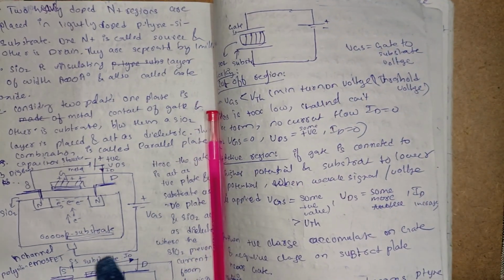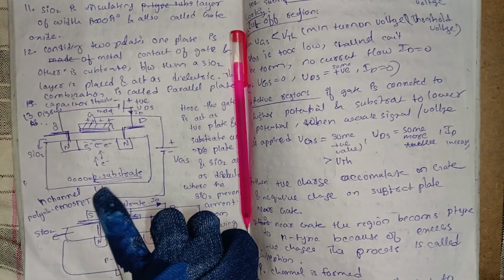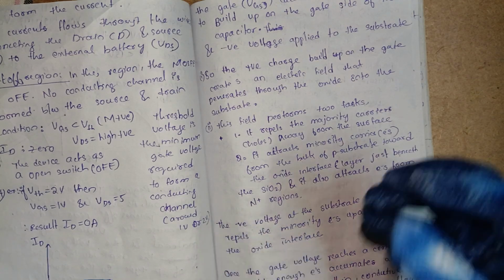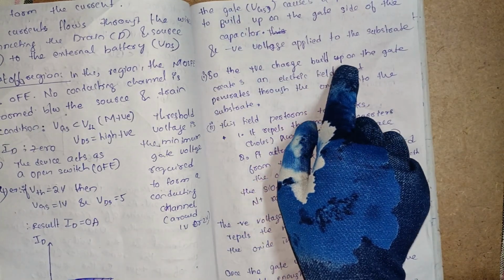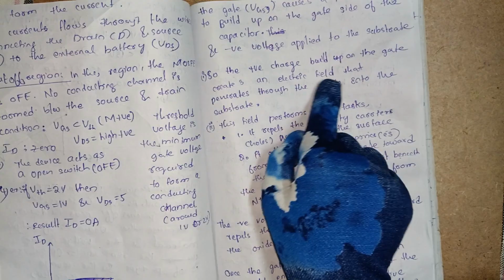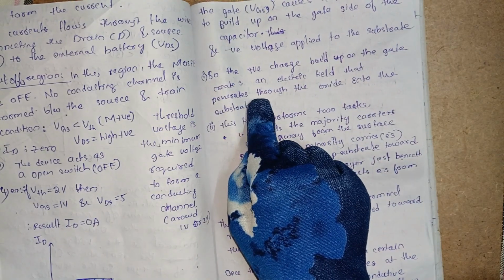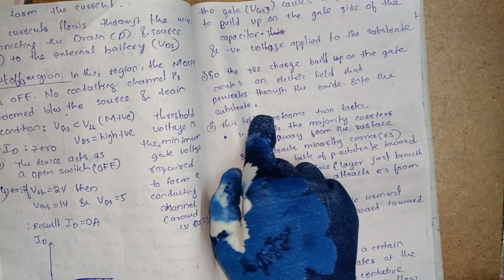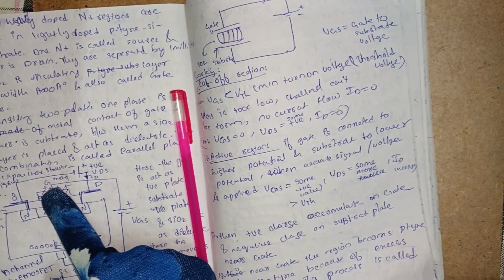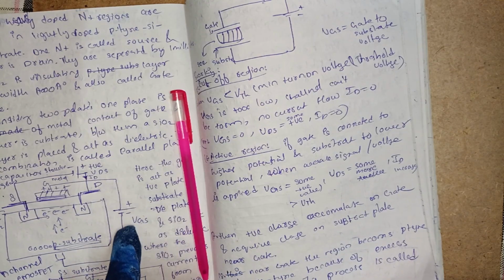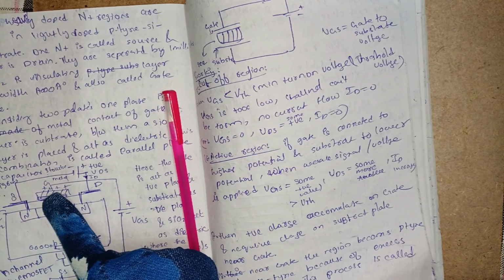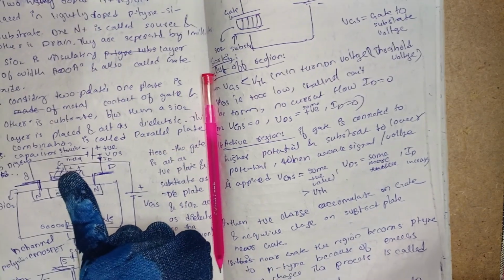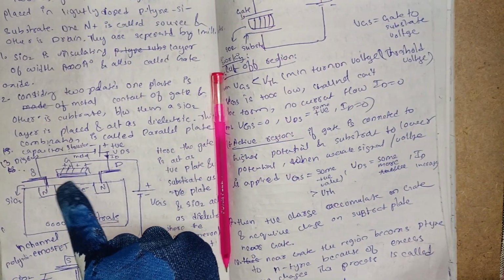The negative voltage is given to the substrate. So the positive charge built on the gate creates an electric field that penetrates through the oxide into the substrate. This voltage which we have applied as VGS is creating an electric field which penetrates into the silicon dioxide layer.